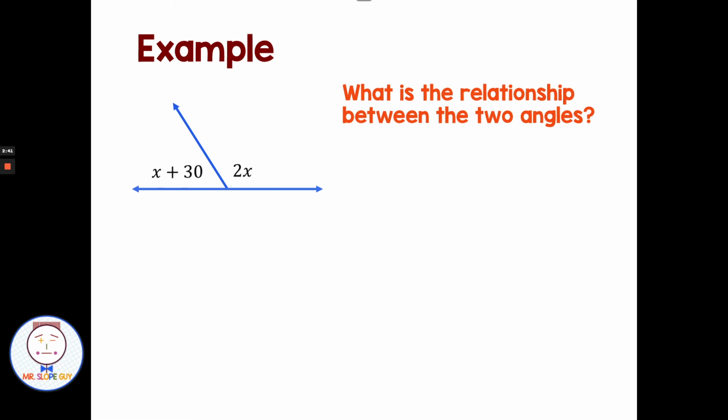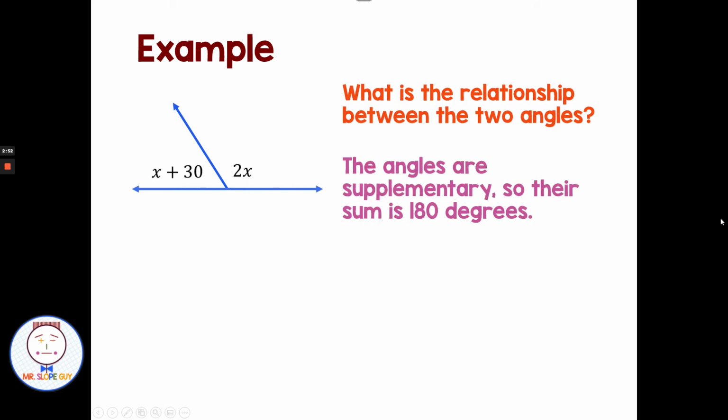What's the relationship between these two angles? Well, together these two angles form a straight line. We have a special word for angles that form a straight line. It is called supplementary. And supplementary angles add up to 180 degrees. So this angle x plus 30 plus this angle 2x together add up to 180. They're supplementary angles, so that's where our equation is going to come from. Our equation is just going to be this angle plus this angle equals 180. So I got 2x plus 30 equals 180.